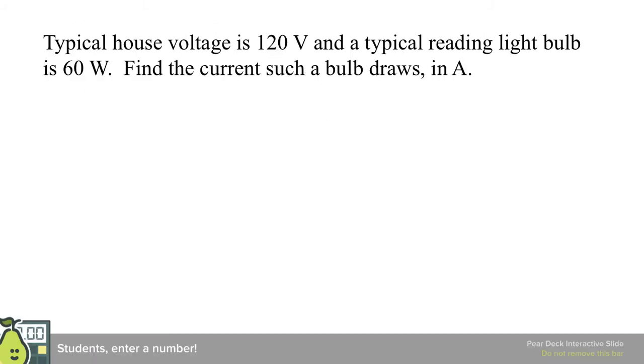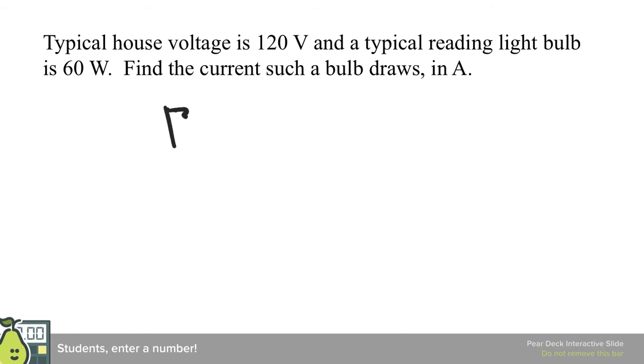So, typical household voltage is 120 volts. A typical reading light bulb is 60 watts. Find the current that such a bulb draws and answer in amps. It should be said on the side that the 120 volts here is a bit of a cheat, because household voltage is AC, so this is what's called the root mean square. Household voltage isn't like a battery providing a constant 120 volts, but we'll pretend for the moment that it is.